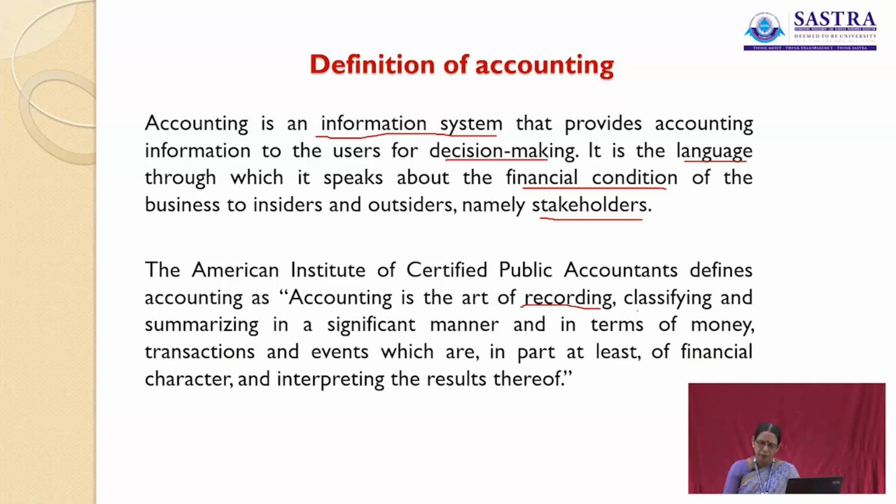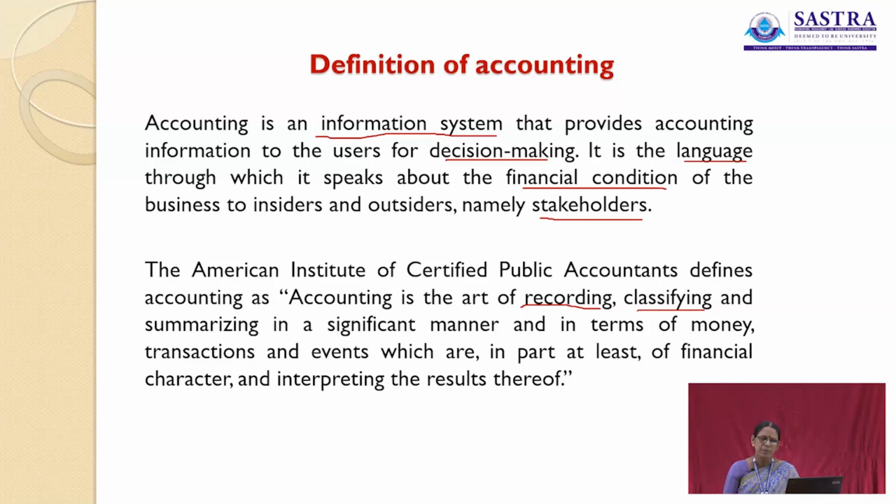The first one is the art of recording. It is recorded in the book of prime entry, that is, the book of first entry called the journal. So we are going to record all the transactions in a chronological way. The next one is classifying. When we say classifying, we are going to segregate the transactions of a similar nature. For example, all the purchases are recorded in the purchases account, all sales are recorded in the sales account, all cash transactions are entered in the cash account. This is the way in which we segregate all the transactions and record them in the ledger. The next is summarizing.